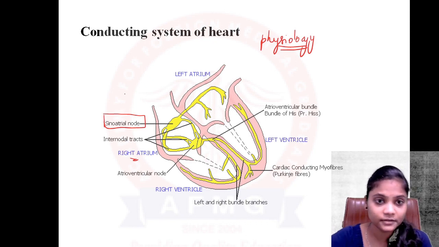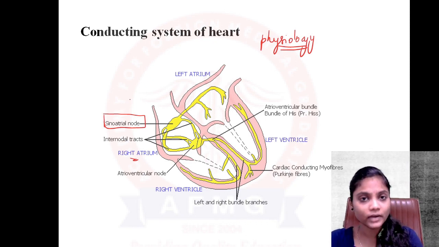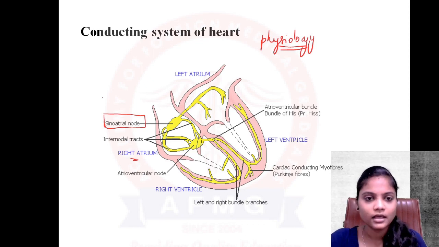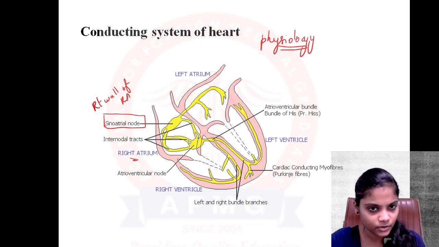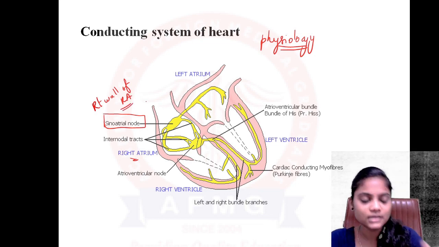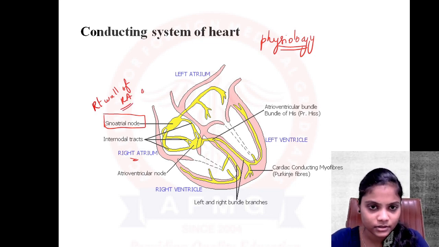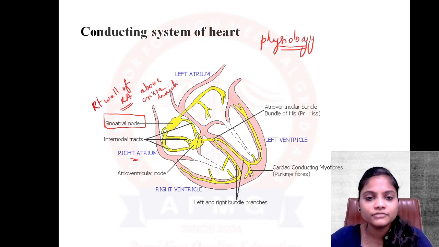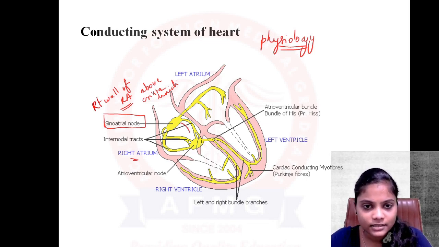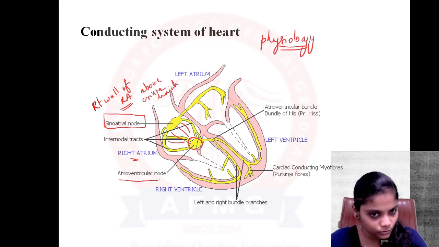Where is it located? As we all know, it is located in your right atrium, but where? Especially in the right wall of the right atrium, and above the crista terminalis. That is very important, the SA node. After that, where does our conducting system send its impulse? To one more important node, the atrioventricular node.